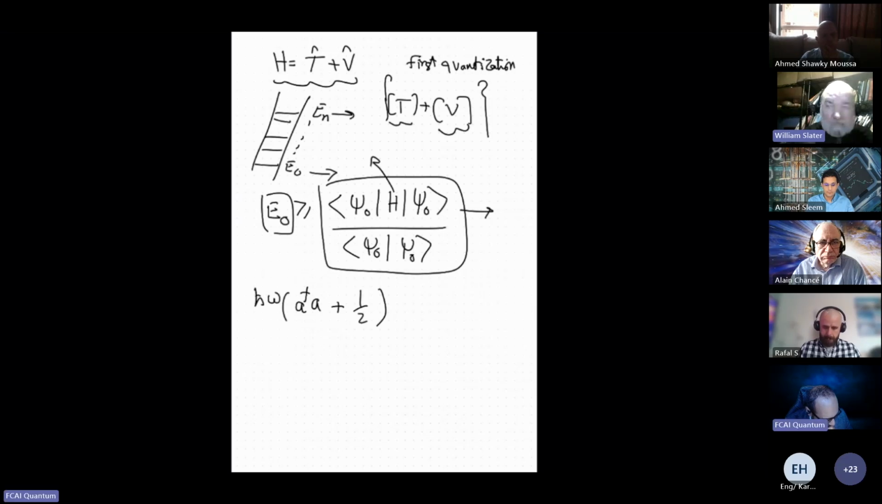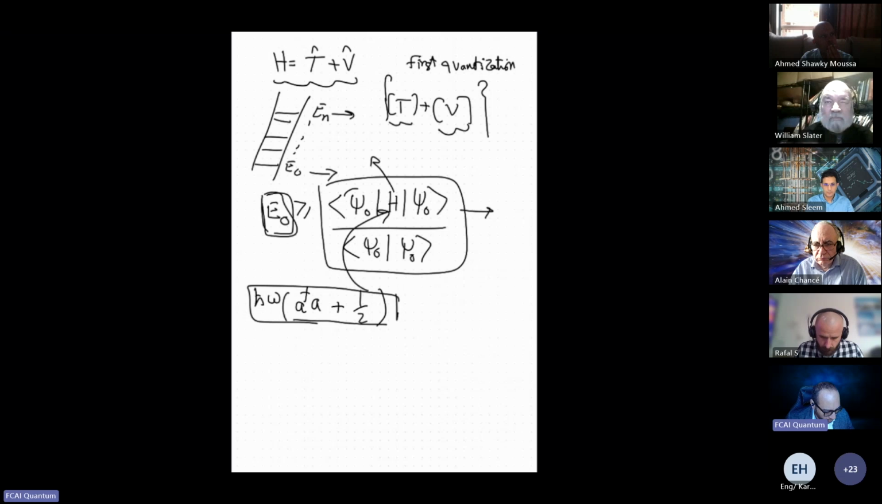And then what you do is express all of your potential in terms of these operators, and then put it here and compute this expectation value. We have seen last time that we need to compute the expectation value, and this is how we do it to get the ground state. This is called the variational principle.